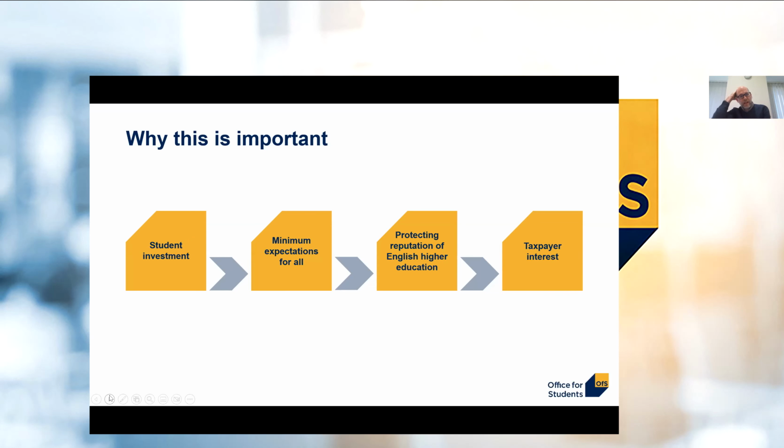Before we dive into the important stuff about how this is going to work in practice, I just wanted to set out why we were introducing this revised approach in the first place. And that's because we think that the approach of setting minimum expectations protects students, we think it protects taxpayers, and we think it protects the reputation of English higher education. And these policy objectives are what feed into our thinking about how we implement our approach going forward. So when we start to think about the choices we're going to make in implementation, it's these things that we hold in our mind as we do that. Dawn, if we can go to the next slide, please.